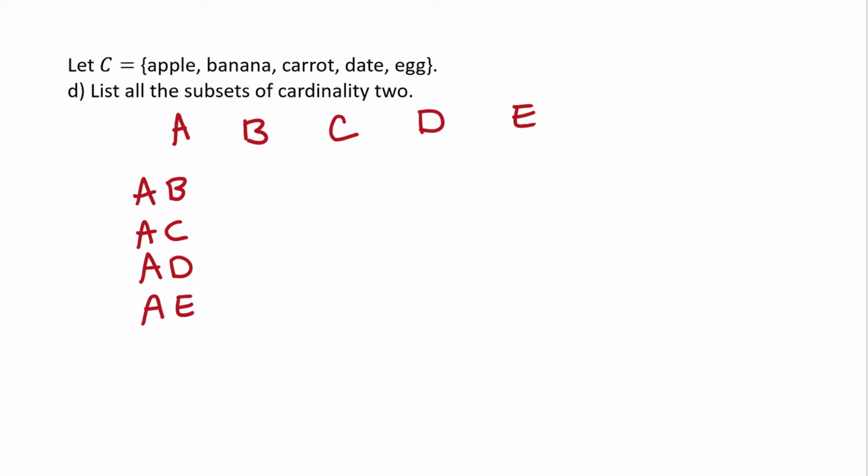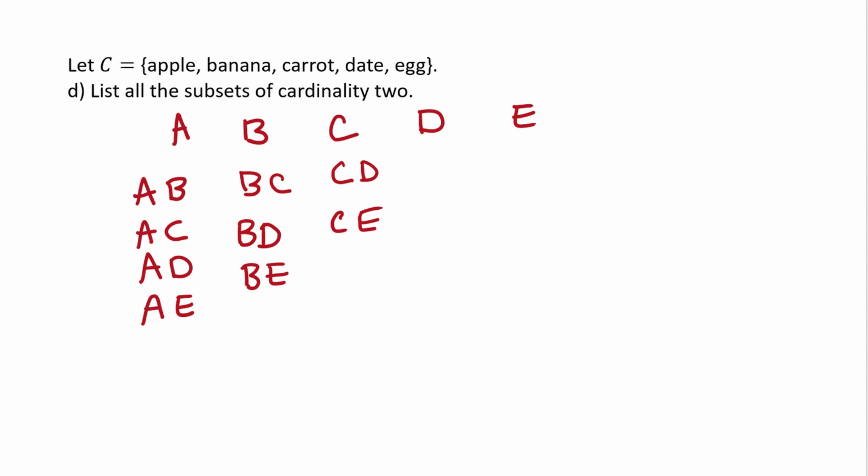Now let's move to the right and we'll begin with B. There's no reason to pick B and A because we already have A and B, so we'll go to BC, BD, BE. Let's go to C. We don't need CA because we have AC. We don't need CB because we have BC, so we can have CD and CE.